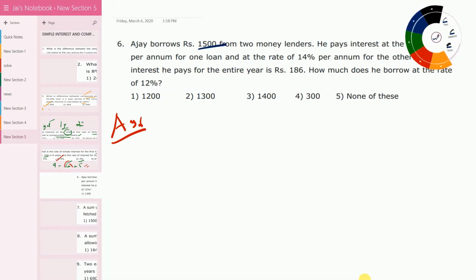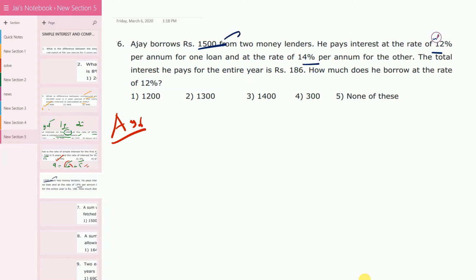Ajay borrows rupees 1500 from two moneylenders. He pays interest at the rate of 12% per annum for one loan and at the rate of 14% per annum for another. Let me write the money borrowed from moneylender 1 as M1 and from moneylender 2 as M2. M1 plus M2 gives 1500.